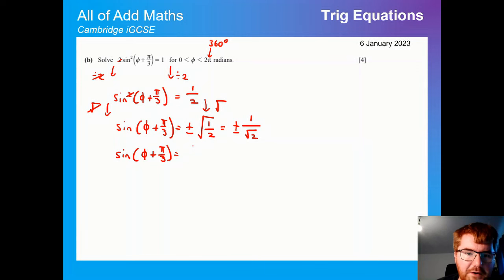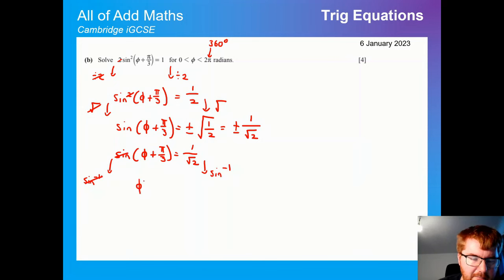I'm going to take 1 over root 2. We'll come back to minus 1 over root 2 later. And what's the opposite of signing something? Well, we want to inverse sine both sides. This cancels, giving us phi plus pi over 3 is equal to the inverse sine of 1 over root 2.